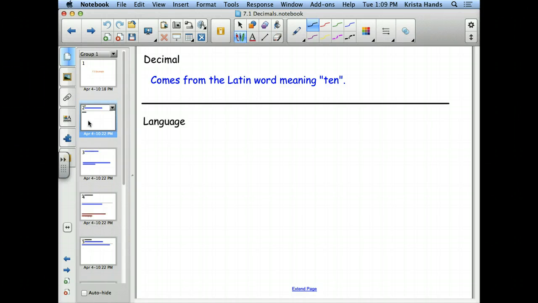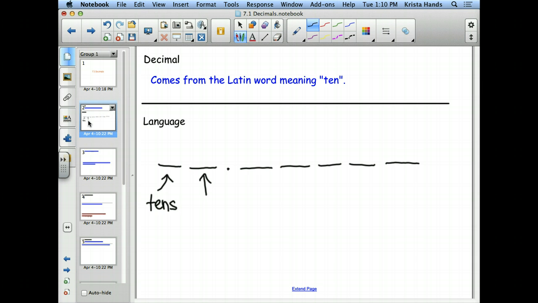Deci meaning 10. And the language that we're using when we're talking about decimals has to do with place value. So I want to talk a little bit about place value first. So let's start to the left of the decimal, and we'll start with this place right here. What is this place called in the decimal system? This is the tens place.